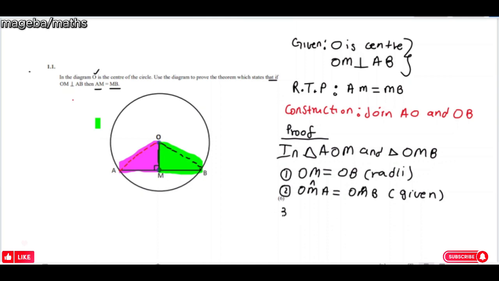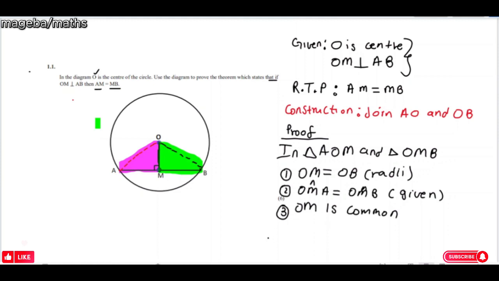And then after that, number three, we can write now. Since we're seeing this triangle here, the pink triangle, and also this green triangle, both of these triangles have this side here that is on the pink and also on the green. So more or less they share this side. So OM is common. Now remember, to prove congruency, you just need three things.